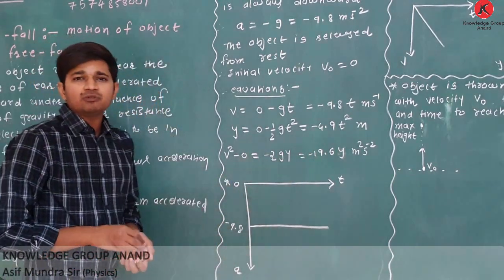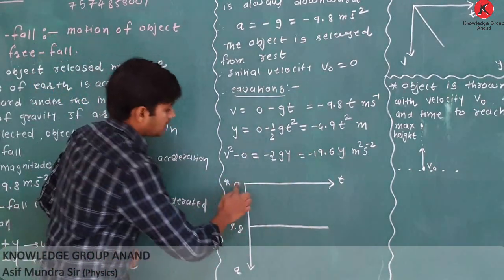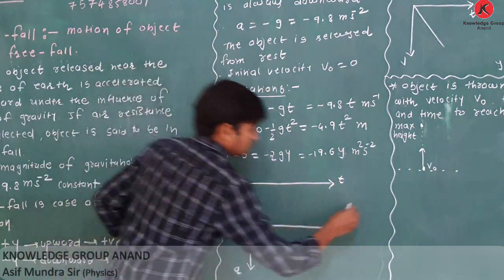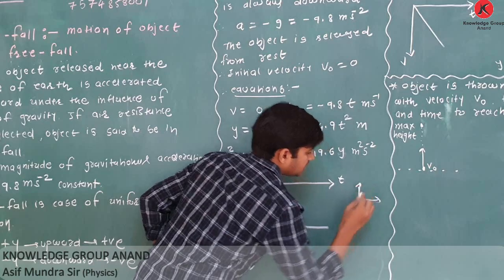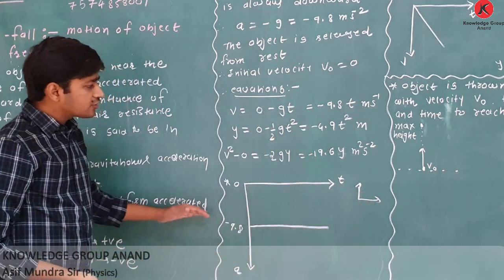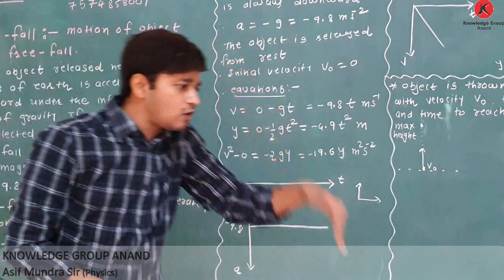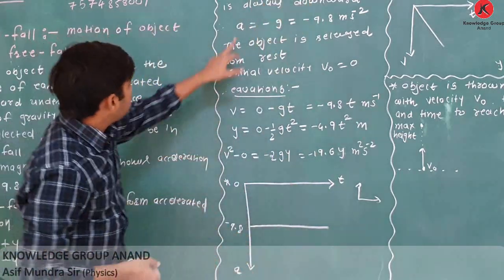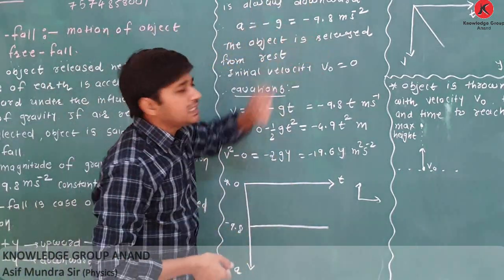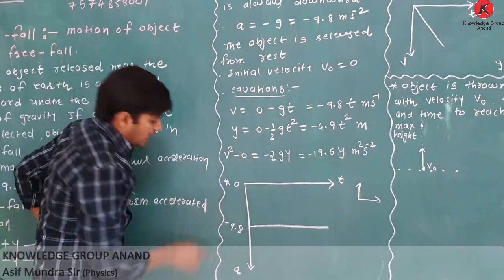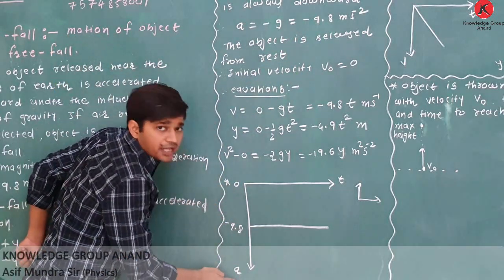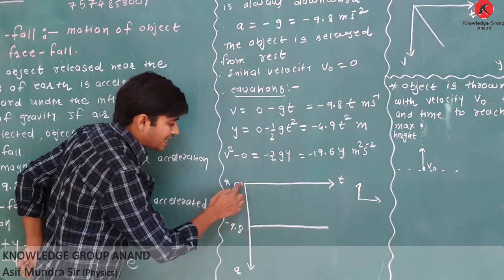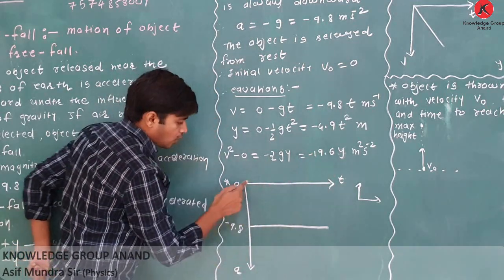Now you may ask me a question, sir, why have you drawn this line? In a general graph we take the axis like this, but in this case, see, the object is falling in downward direction. So what is the value of acceleration? It is negative. So I am taking acceleration in negative direction, while the time axis is always positive.